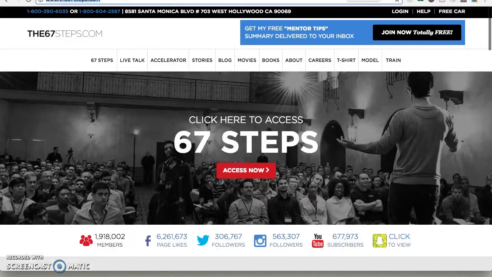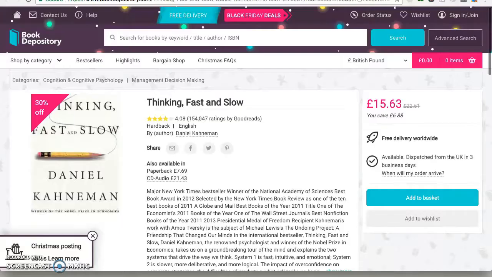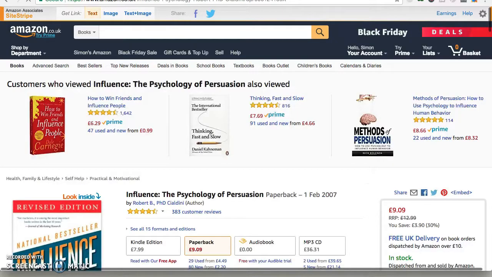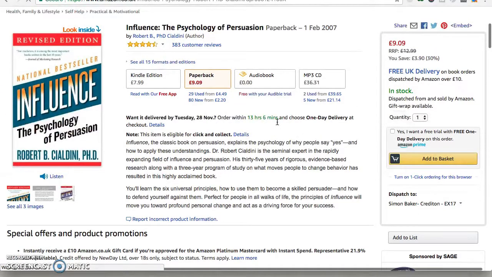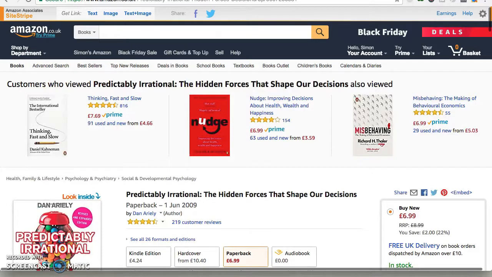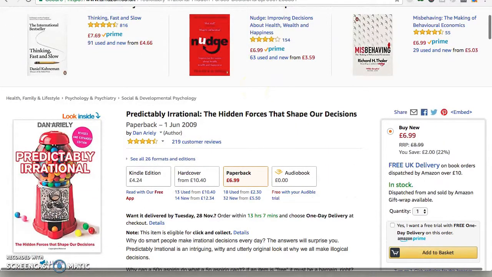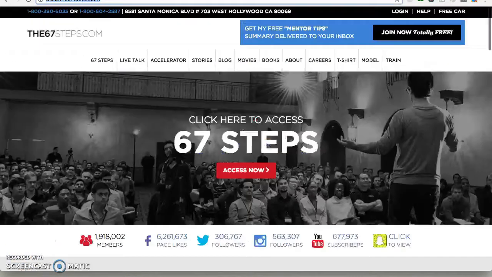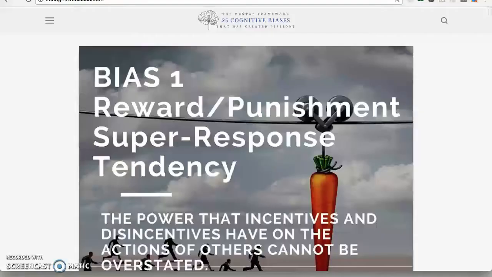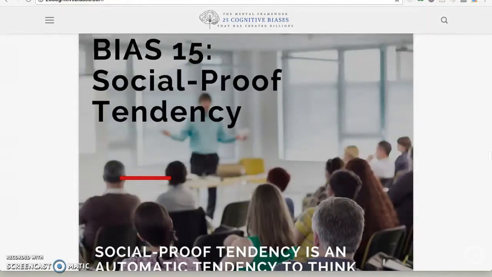So I first heard about the cognitive biases through Tai Lopez and his 67 Steps program. However, there are plenty of books on the subject. One great one is by Daniel Kahneman called Thinking Fast and Slow. He's actually a Nobel Prize winner. Another one which is used within psychology in academic settings is Influence by Cialdini, The Psychology of Persuasion. There's also a newer book called Predictably Irrational and The Art of Thinking Clearly. So I'd highly recommend taking a look at those resources. There's also a great website called the25cognitivebiases.com you can take a look at as well.